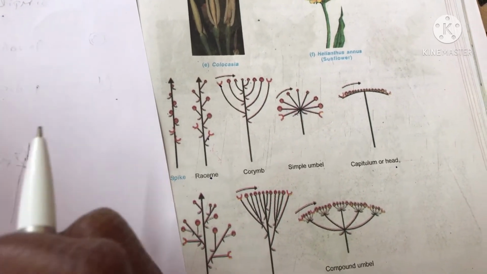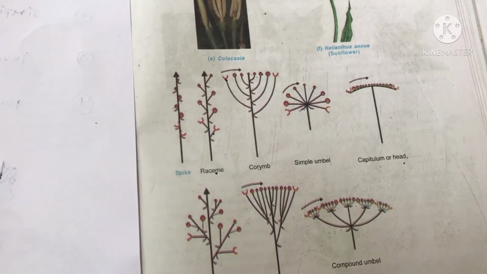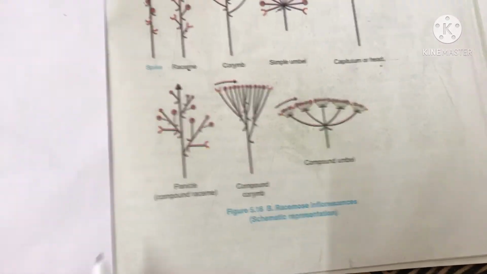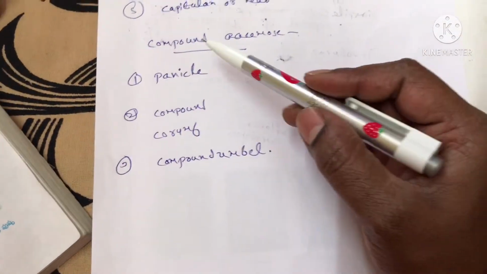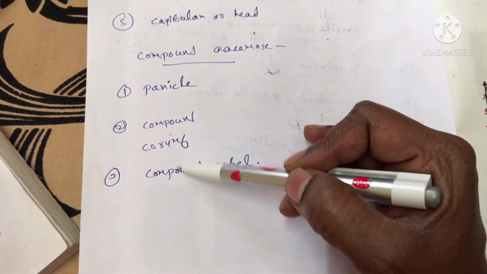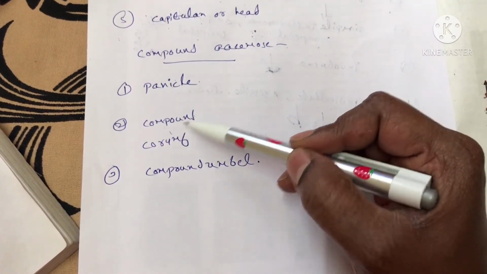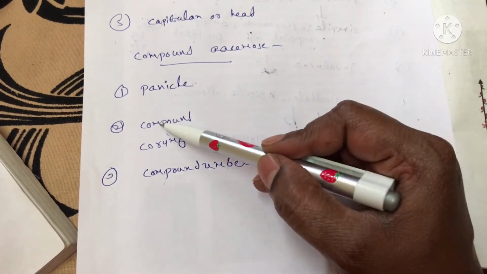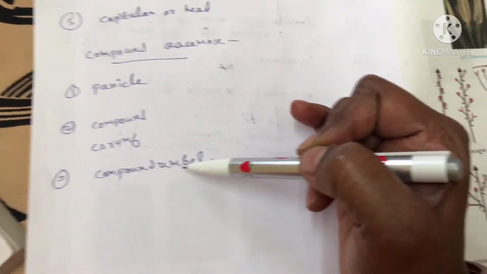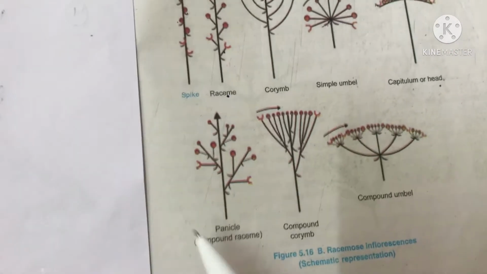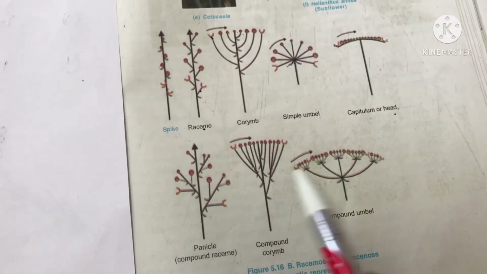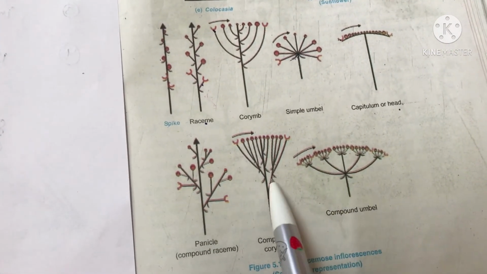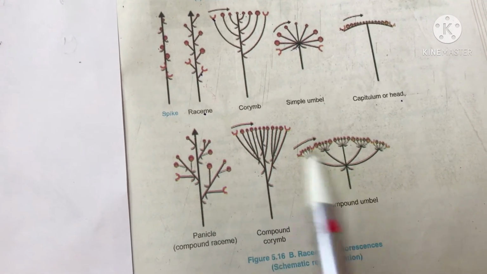Then coming to the compound. Here compound racemose are 3 types: panicle, compound corymb, and compound umbel. Coming to the compound: compound means they have lateral branches.